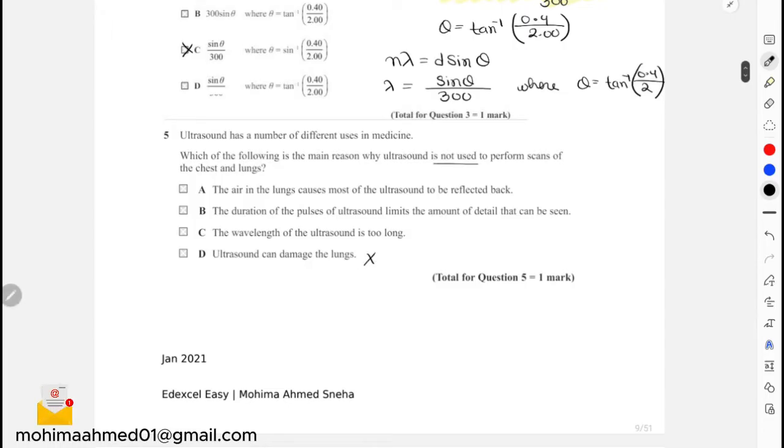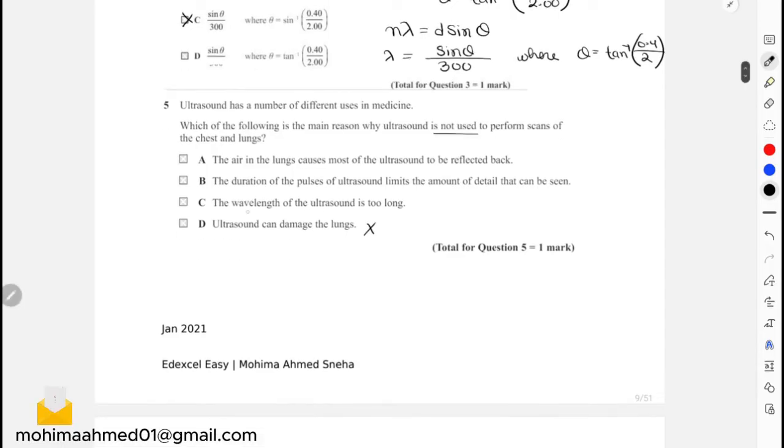I can understand that. And then again, for part C, the wavelength of the ultrasound is too long. If the wavelength was too long, then I would not be using that for other cases, because wavelength relates to the resolution of the image that will be created. If your wavelength is very big, then the image will be more distorted. A lower resolution image will be created. So obviously I would not be using ultrasound for scanning any of the other body parts.